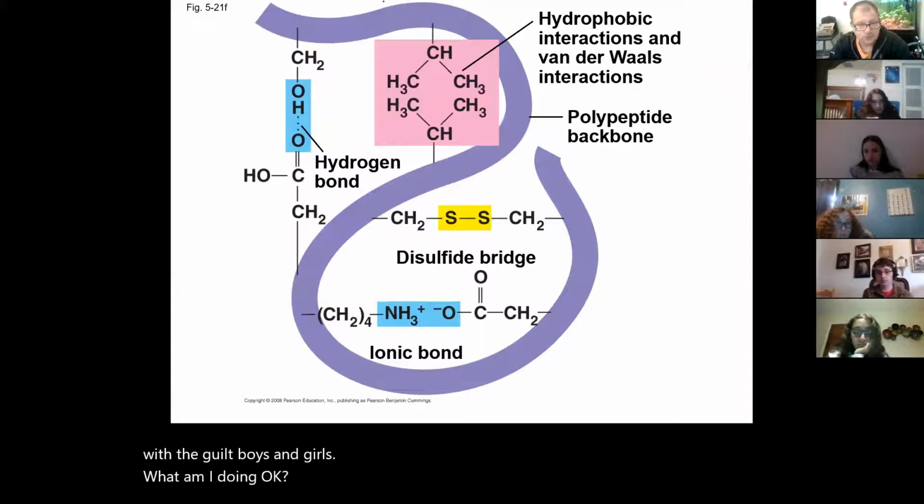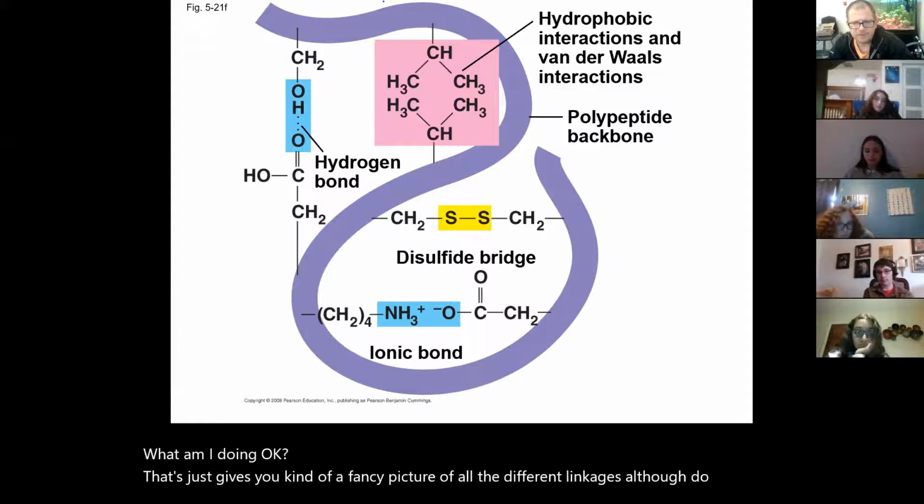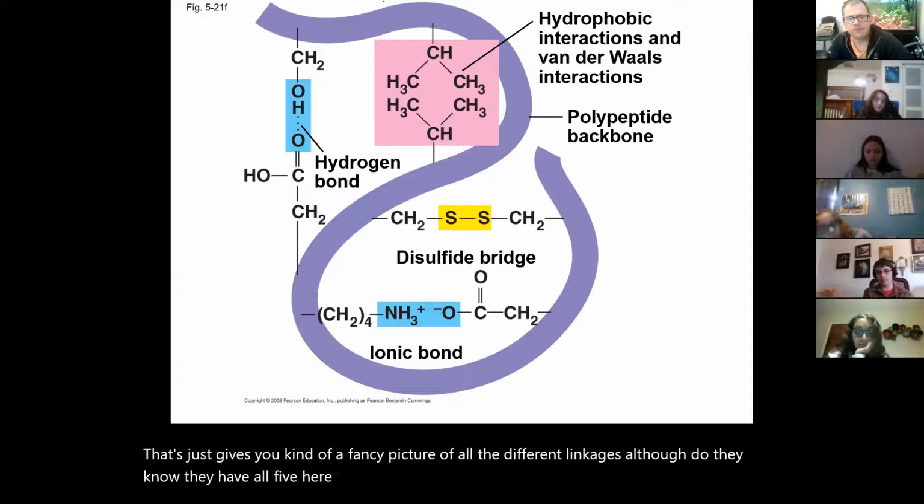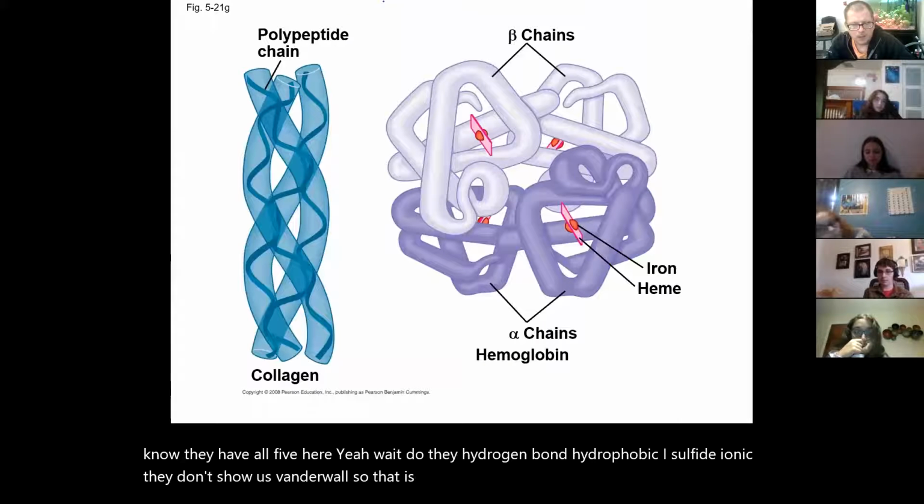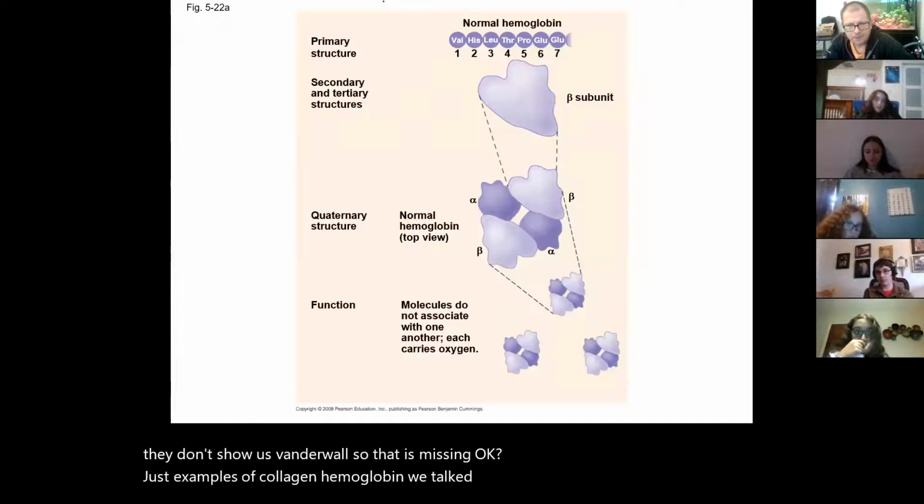That just gives you kind of a fancy picture of all the different linkages. Although, do they? No, they have all 5 here. Oh, wait, do they? Hydrogen bond, hydrophobic, disulfide, ionic. Oh, they don't show us van der Waals, so that is missing. Okay. Just examples of collagen, hemoglobin. We talked about those in our group thing.